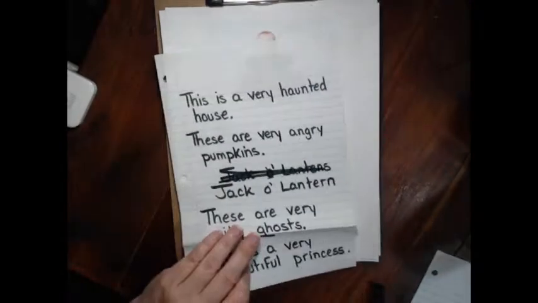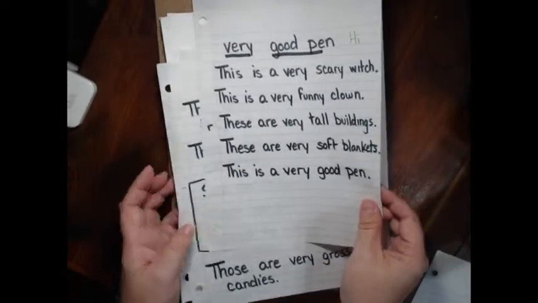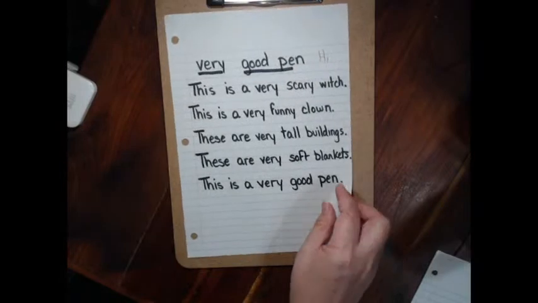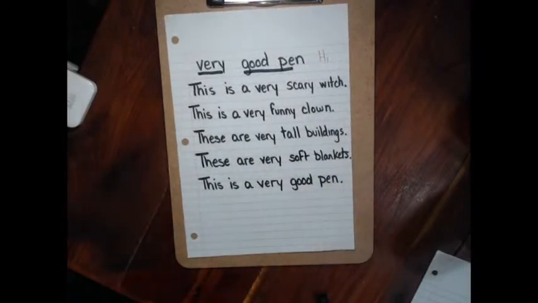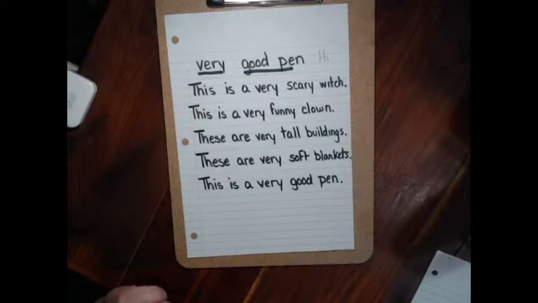So these sentences help you to describe something instead of just saying, this is a witch. This is a scary witch. We're giving a lot more detail. This is a very scary witch. Now, in our sample video, she actually uses the verb to be. She says, you are a very scary witch. You are a very funny clown. We're going to practice that at a later date.